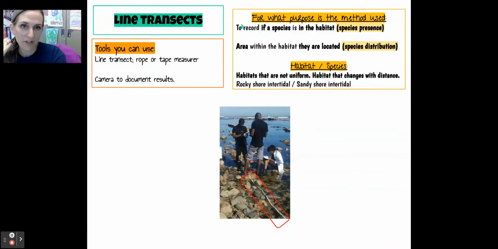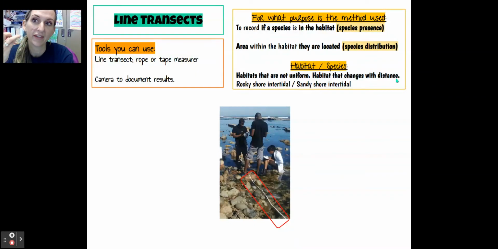It also helps to identify the area and the habitat they're located in. So the picture you have here, they're actually on the lower tidal zone of a rocky shore. This would be good to use on a rocky shore because your species are zoned based on the abiotic and biotic, but more abiotic factors they can tolerate. All right, the habitats are not uniform. That's when you would want to use this.